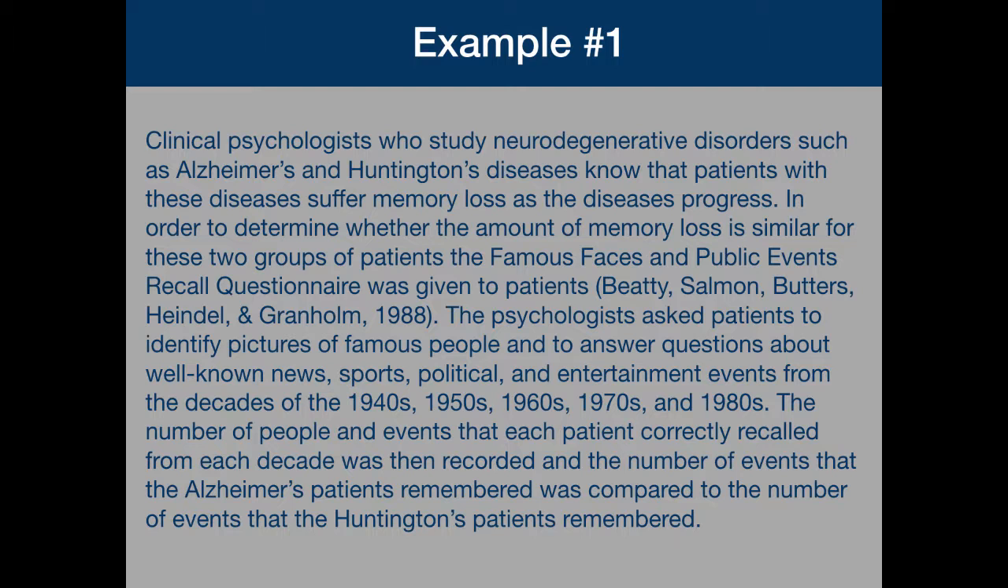The psychologists asked patients to identify pictures of famous people and to answer questions about well-known news, sports, political, and entertainment events from the decades of the 1940s, 1950s, the 60s, 70s, and 1980s. The number of people and events that each patient correctly recalled from each decade was then recorded, and the number of events that the Alzheimer's patients remembered was compared to the number of events that the Huntington's patients remembered.